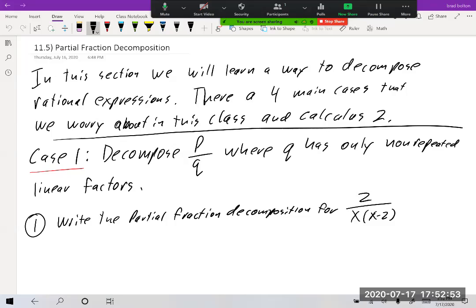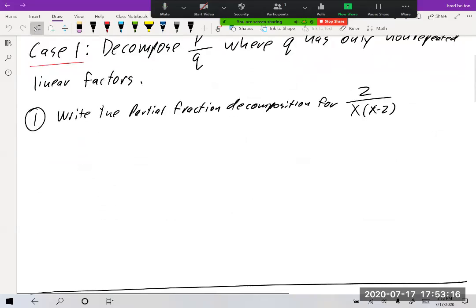There are four main cases that we worry about in this class and in Calculus 2. And in fact, case 4 doesn't happen as often, but we're going to do it just in case. So this section is pretty straightforward. It's just a way to break down a fraction into its components. And that's what the decomposition does. A lot of times, if you have me for Calculus 2, I'll call this PFD, partial fraction decomposition, okay?